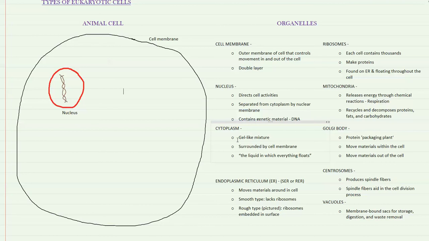Now our next organelle on our list here is the cytoplasm. I'm not going to label that or draw that on your diagram here because the cytoplasm is just the liquid in which everything floats. It's basically the liquid inside of your cell. It's a gel or jelly-like mixture surrounded by the cell membrane, of course. And as I said, all the organelles float around inside this cytoplasm. We're going to use that term a lot because anytime we're talking about anything that's inside a cell that isn't actually inside of an organelle, we're going to say it's in the cytoplasm.